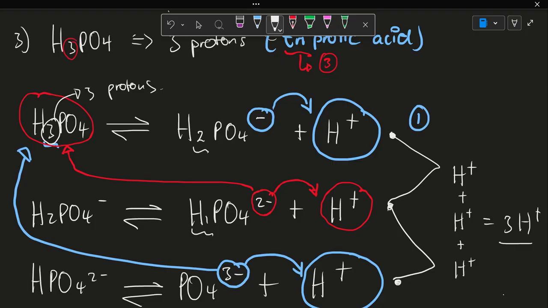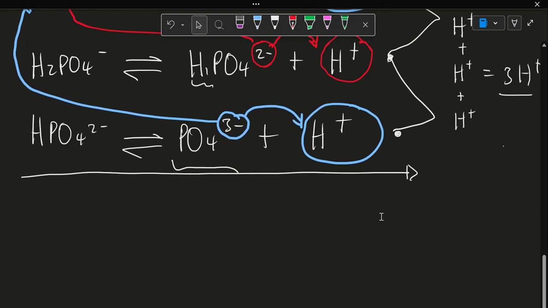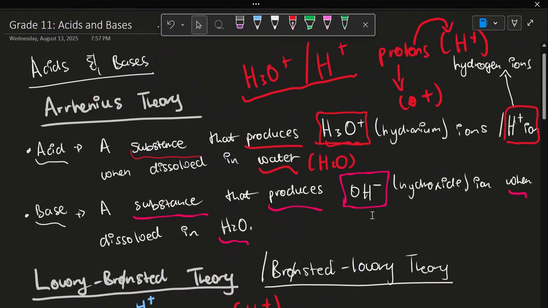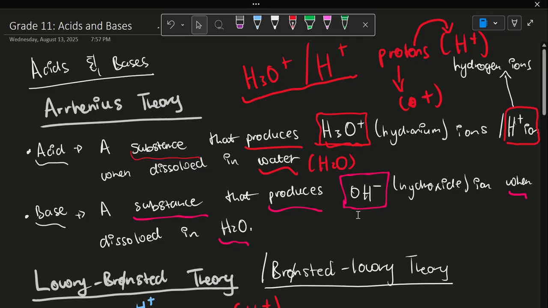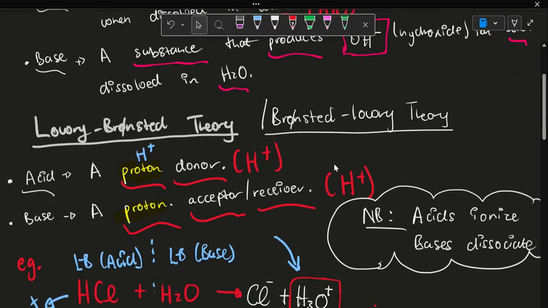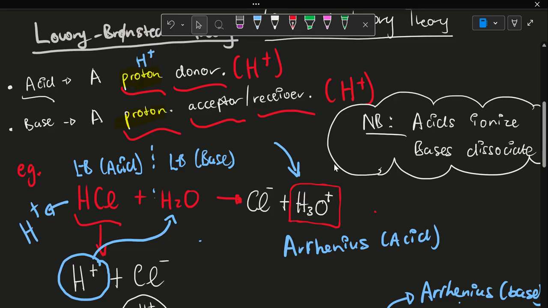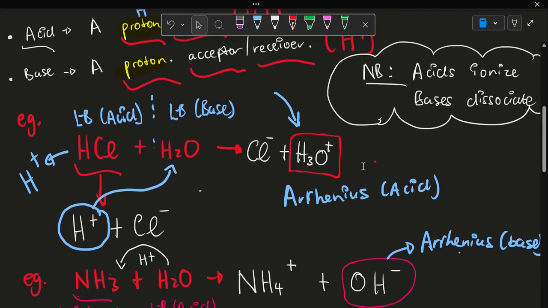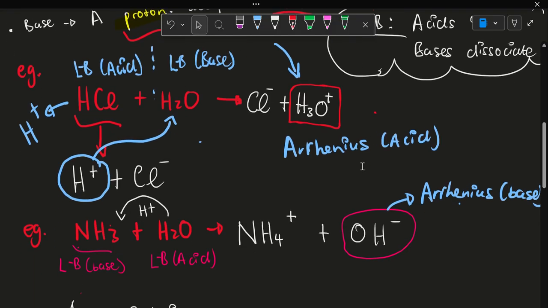Right. I think that's just about everything. So what have we looked at? We have looked at the Arrhenius theory definition of an acid and a base, right? We said that an acid is a substance that produces hydronium ions in water. A base is a substance that produces hydroxide ions in water. And then according to the Lowry-Bronsted theory, an acid is a proton donor, a base is a proton acceptor. We've looked at the fact that acids ionize, bases dissociate, right? We've looked at typical examples of how an acid and a base work.